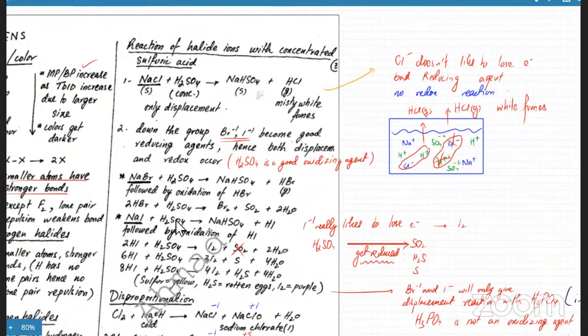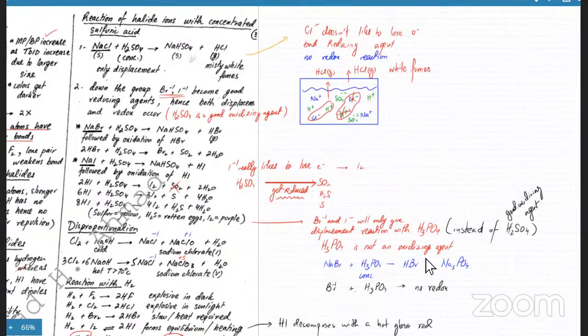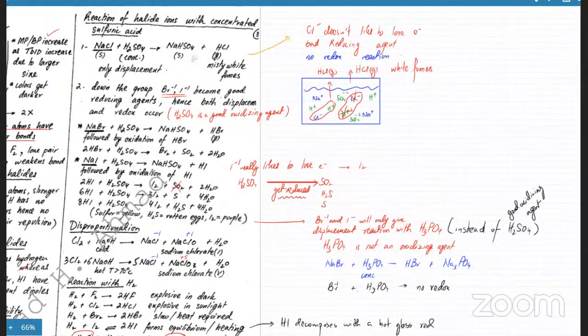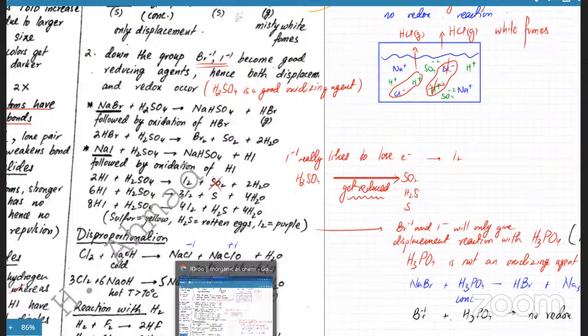If you don't want a redox reaction over here, what you can do is change the acid. If you instead use a different acid, you might use H3PO4. That's not an oxidizing agent. So in that case, there's not going to be a redox reaction because even though I- likes to lose electrons, the phosphoric acid is not willing to gain electrons. So to prevent redox reactions, don't use H2SO4, use H3PO4 instead.